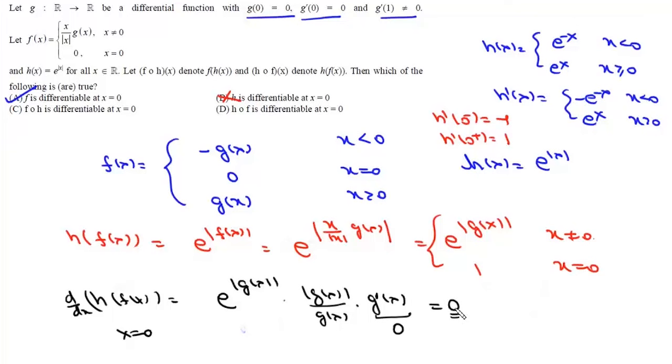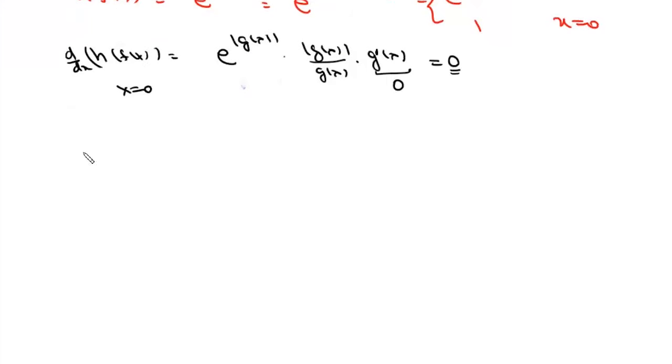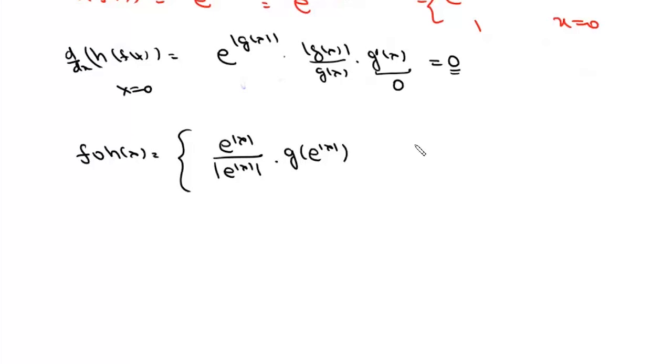So h of fx will be differentiable at x equals 0. That means this option D is correct. Now what about f of hx? Now f of hx will be e to the power mod x upon mod of e to the power mod x into g into e to the power mod x, when e to the power mod x is unequal to 0, and this is true for all x belongs to R. So that is the only definition that we have. So here this will cancel.